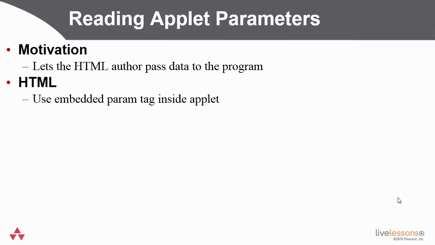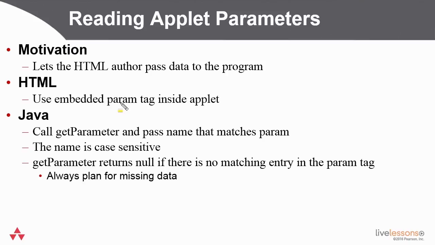Okay, so inside the applet tag, there's another tag called param. And the param tag can pass information to the applet if the applet author plans for that tag being there and looks for that information. And so then in the Java code, you call getParameter, and you pass in the name from the param tag. It's case sensitive. It has to match exactly. And if that parameter exists in the HTML, you get the associated value. If the parameter does not exist in the HTML, you get back null.